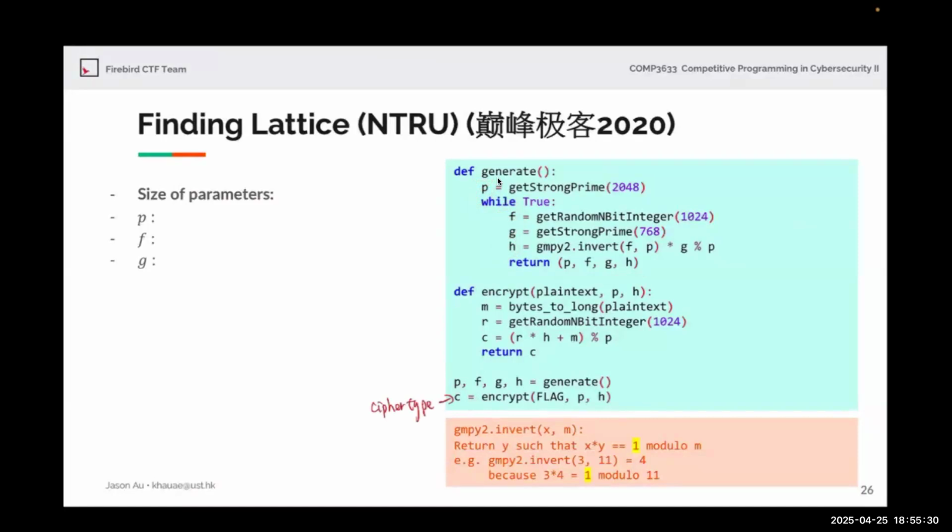So how is it generated? It's generated by encrypting the flag with this P and H. So actually P and H are used to encrypt the original message, the flag. So P and H are called a public key. We can say it's a public key. It's some public information.